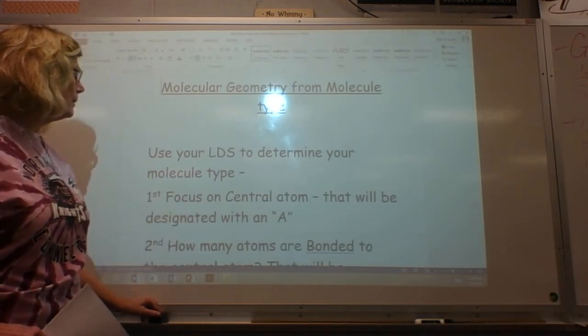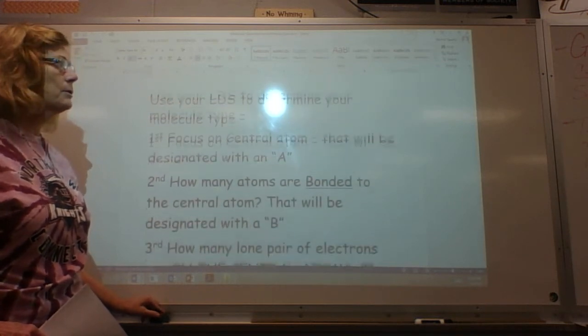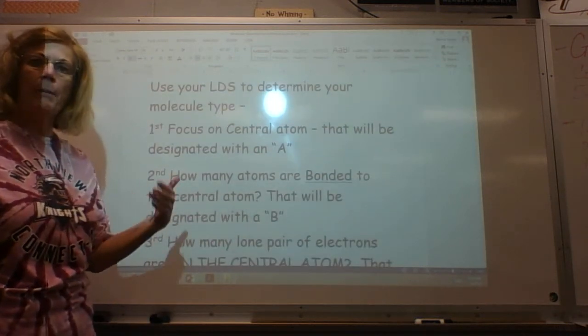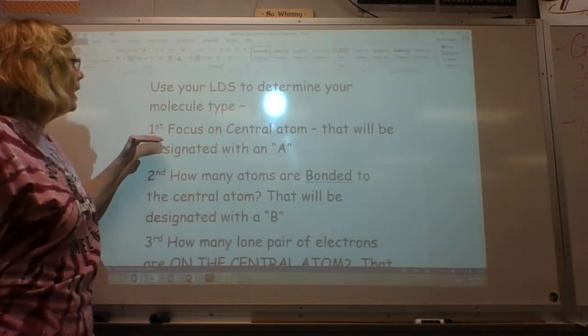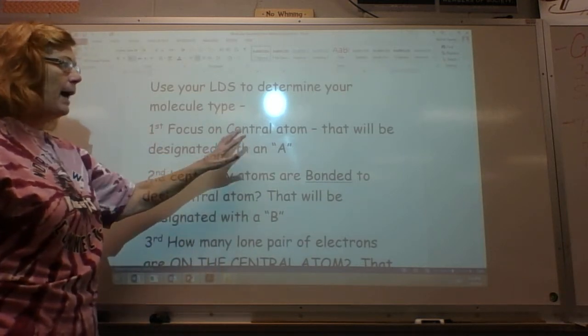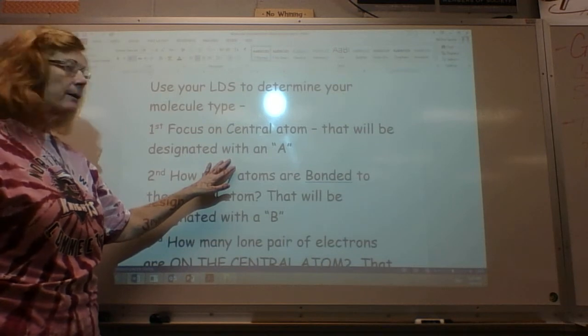So the very first thing you're going to do is use your Lewis dot structure. If you don't know how to draw your Lewis dot structures, go back and get the tutorial on that. First, I want you to focus on the central atom. That's what we're going to designate with the letter A.